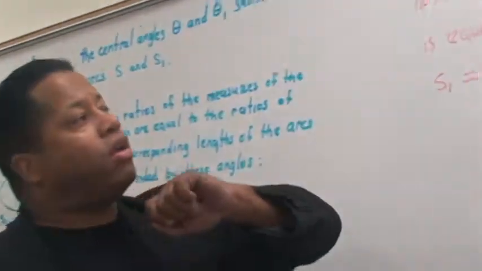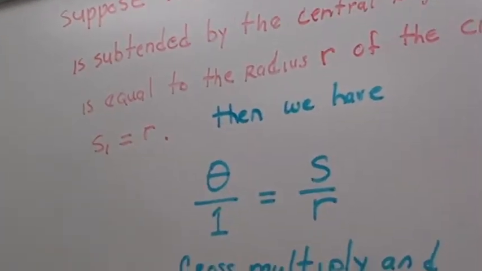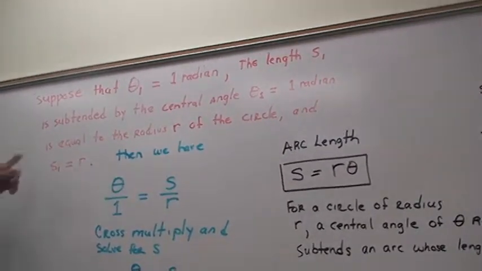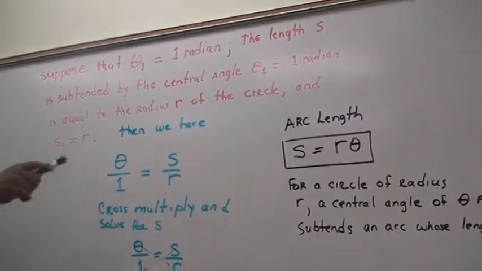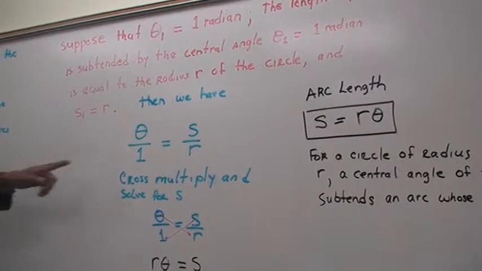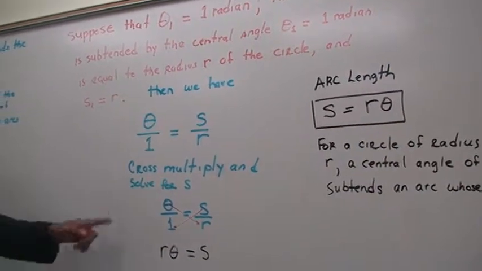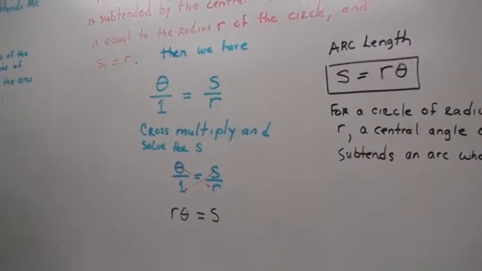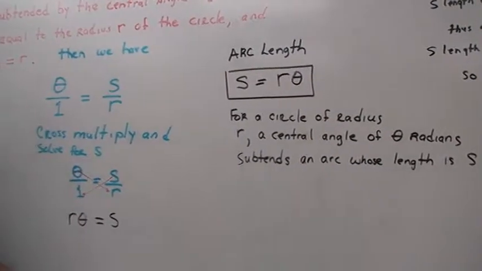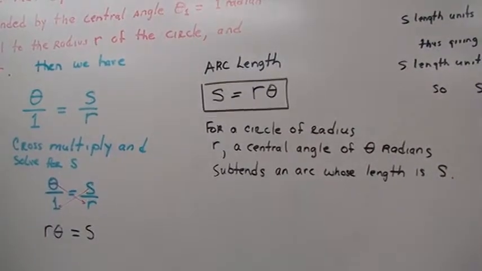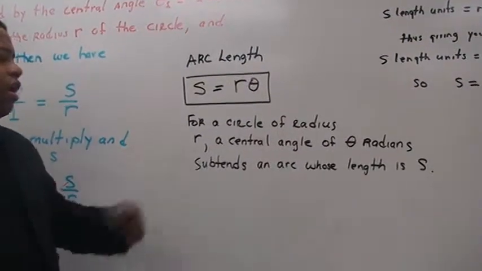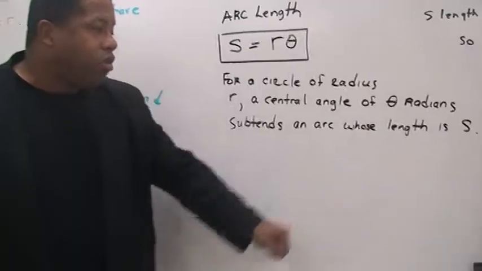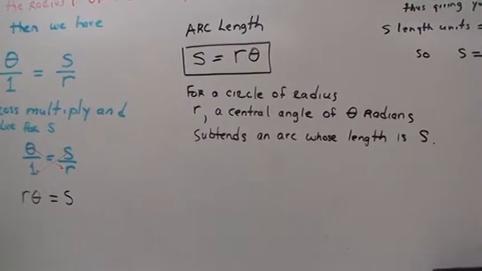Now suppose theta sub 1 is equal to 1 radian, and the length S sub 1 subtended by the central angle theta sub 1 equal to 1 radian is equal to the radius R of the circle. So we're plugging in the values where they belong, and then we're going to cross multiply and solve for S. So here we have derived the arc length of a circle. For a circle of radius R, a central angle of theta radians subtends an arc whose length is S.